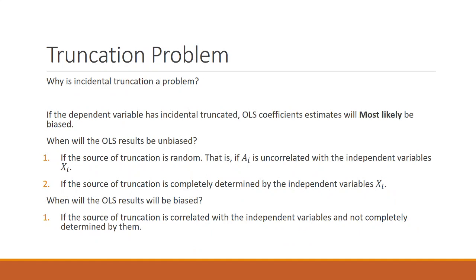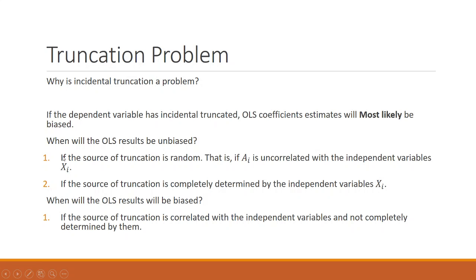All right, so why is incidental truncation a problem? If the dependent variable has incidental truncation, the OLS estimates will most likely be biased. It means there's a really good chance that they're going to be biased. It's possible that they won't be, but there's a good chance that they'll be biased. So when will the OLS estimates be biased and when will they be unbiased?